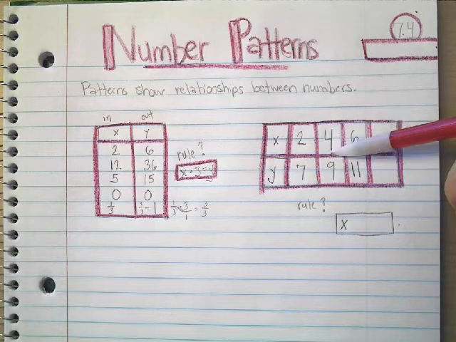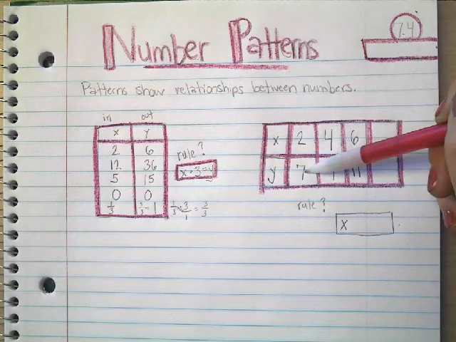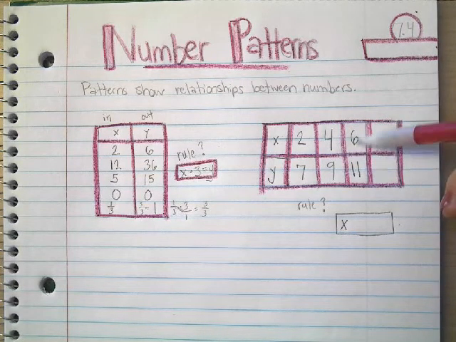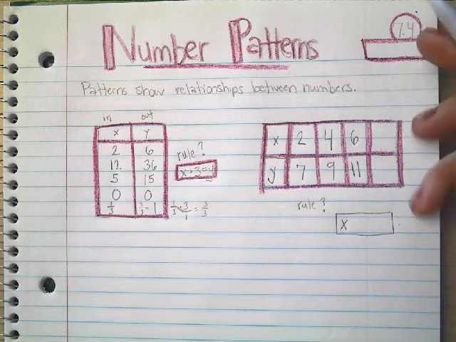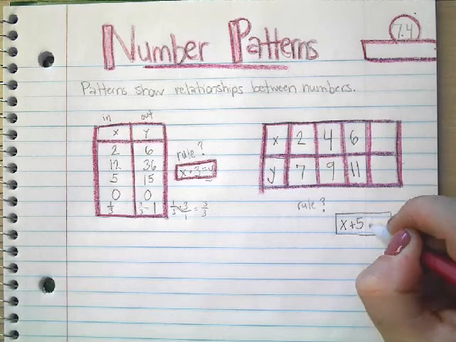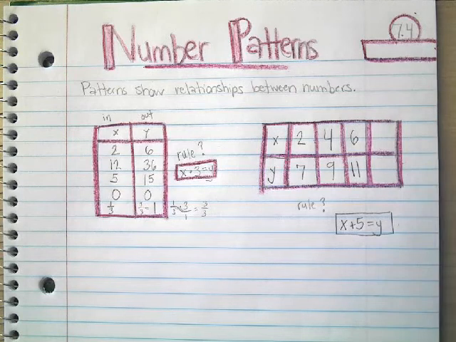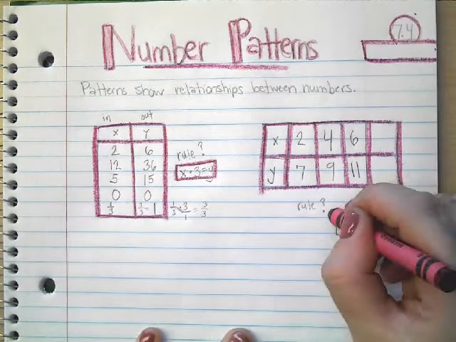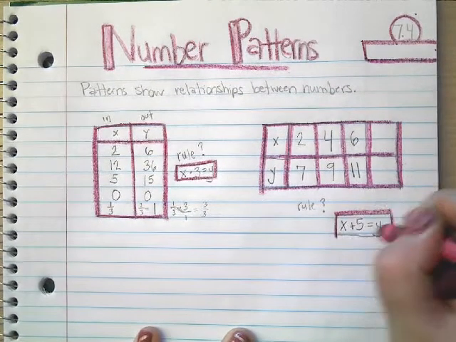2 plus 5 gives me 7. 4 plus 5 gives me 9. So does 6 plus 5 give 11? Yeah. So the rule is I take my X number and I add 5 to it to get Y. That was the rule here.